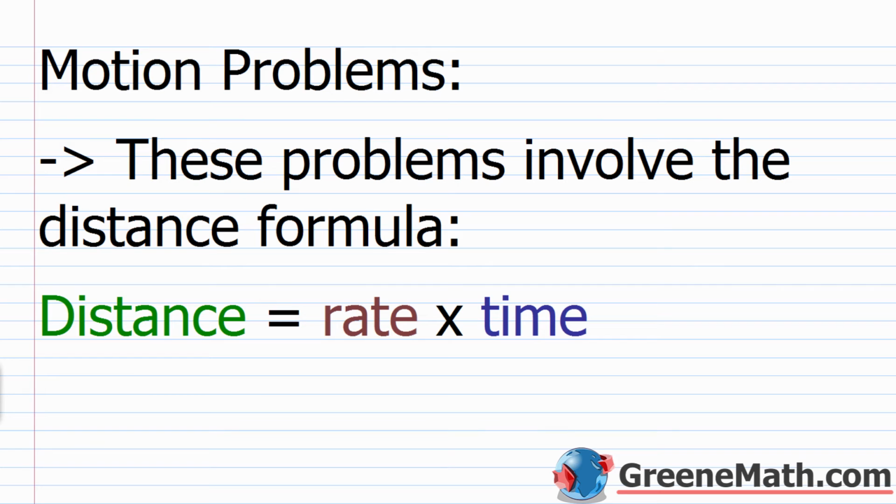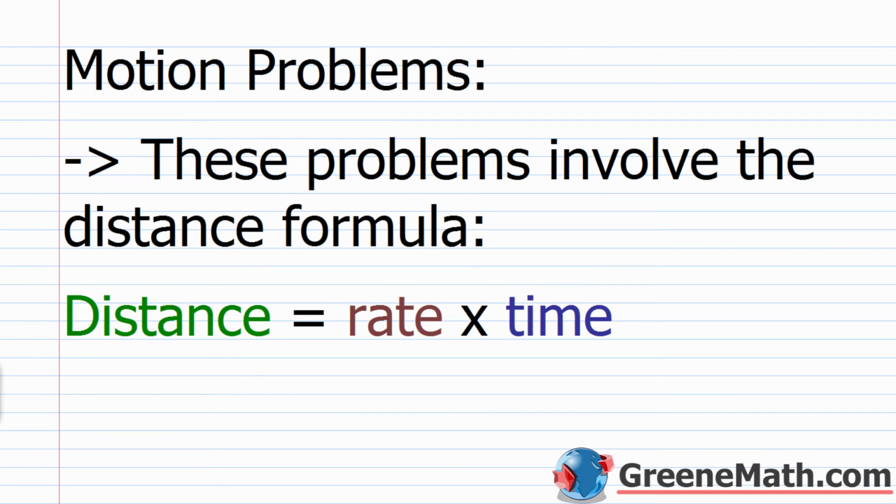All right, so now we're going to talk a little bit about something known as motion problems. These problems involve the distance formula, and there's more than one distance formula. We're going to cover the other one in the last part of Algebra 1. It relates to how much distance is between 2 points on a graph. We're not talking about that one. We're talking about distance equals rate times time. So rate of speed times the amount of time traveled at that speed. And this formula is very, very intuitive.